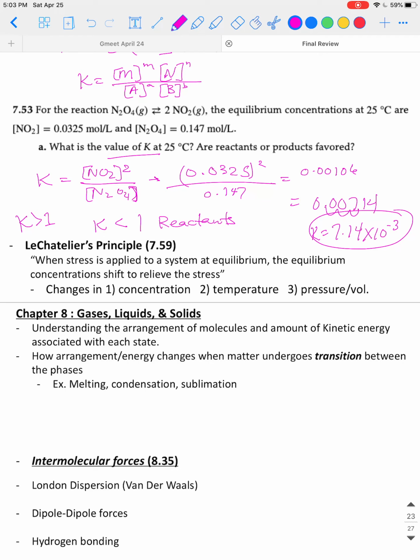You need to be able to predict, right, left, no change. Here's Le Chatelier's principle to remind you. It's when stress is applied to a system at equilibrium, the equilibrium concentrations shift to relieve the stress that was added. So for example 1, you can change concentration. You can increase or decrease it. You can do it for products or reactants. And so identifying how those shifts will occur is really important.